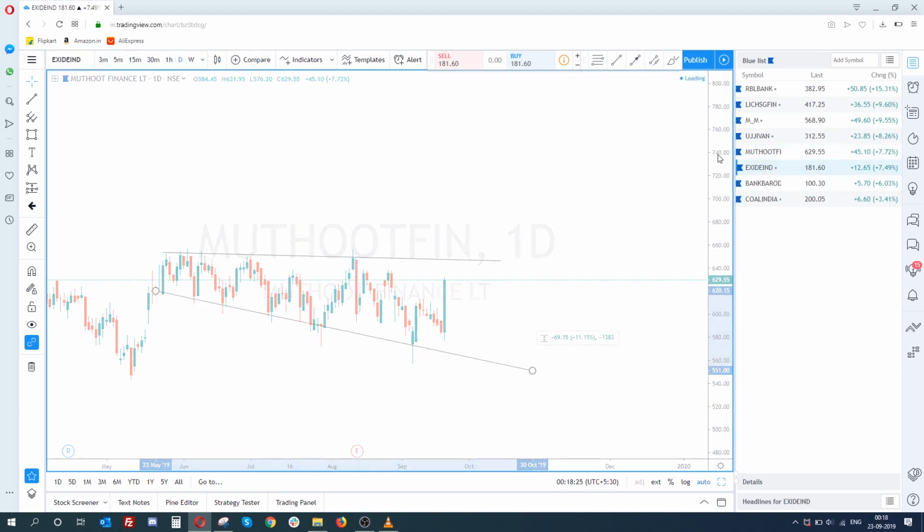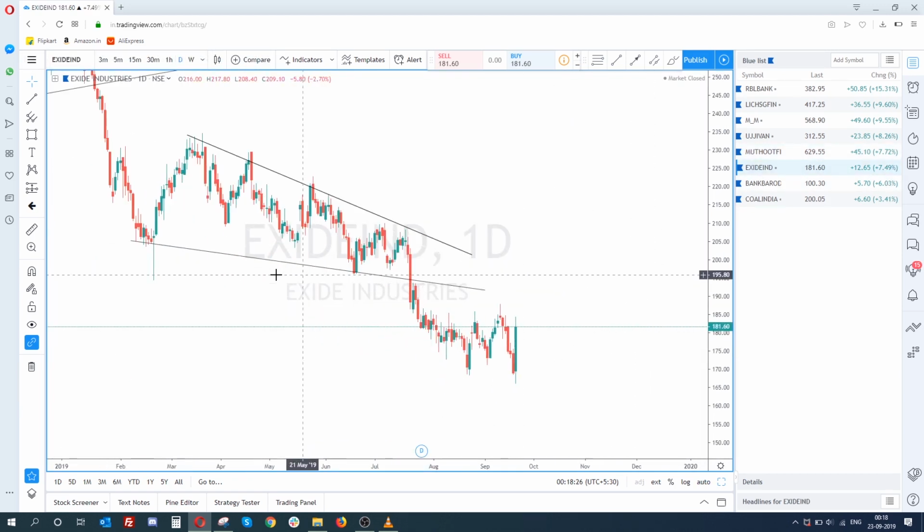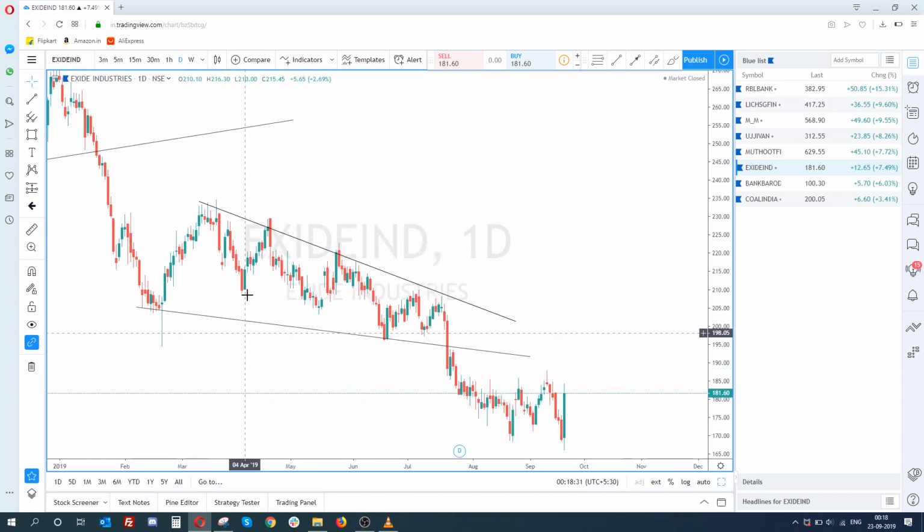And again, coming back to Exide India, okay, this is kind of a triangle pattern. Most of the time you will be able to see triangle patterns in many of the stocks. Okay, so that is why I was covering triangle patterns initially. These patterns are really helpful, and they occur in every stock. Okay.